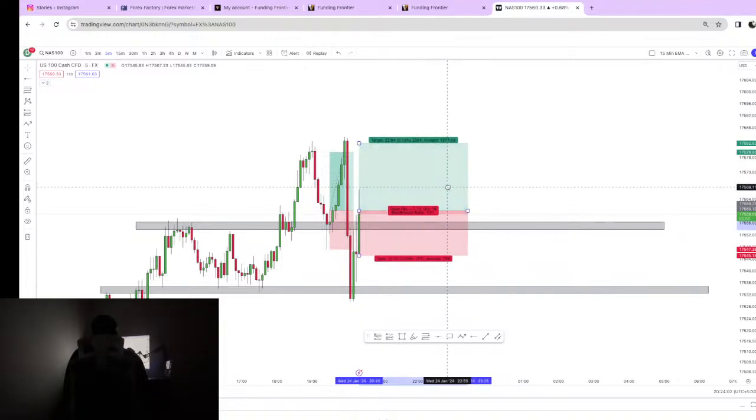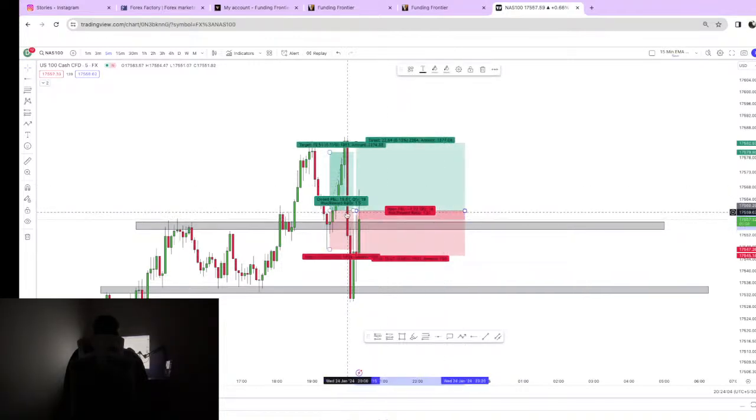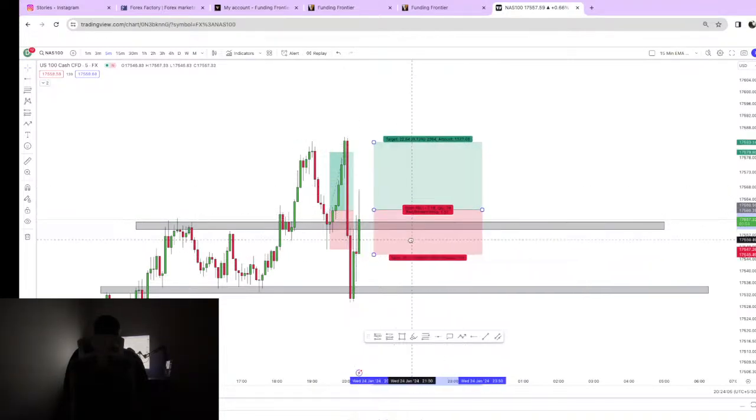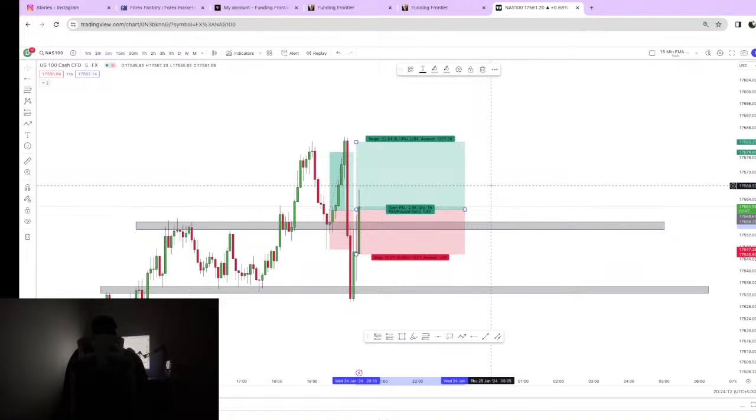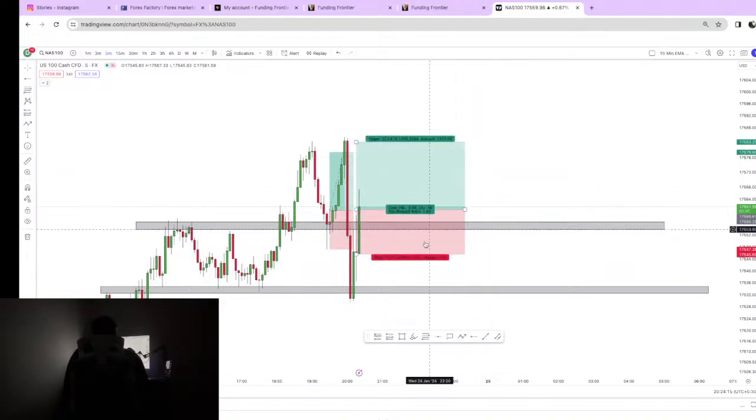So if this candle closes anything like this above this candle, this time I'll consider the closure above this candle, this zone, right? Then it will be an engulfing candle for us at this level.